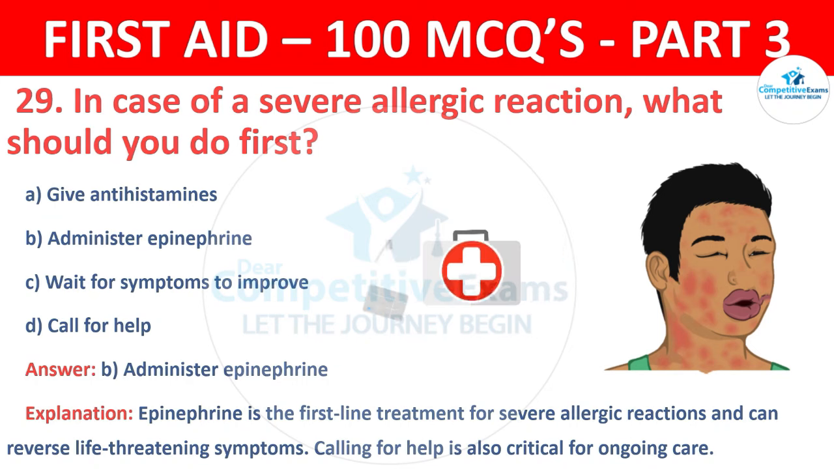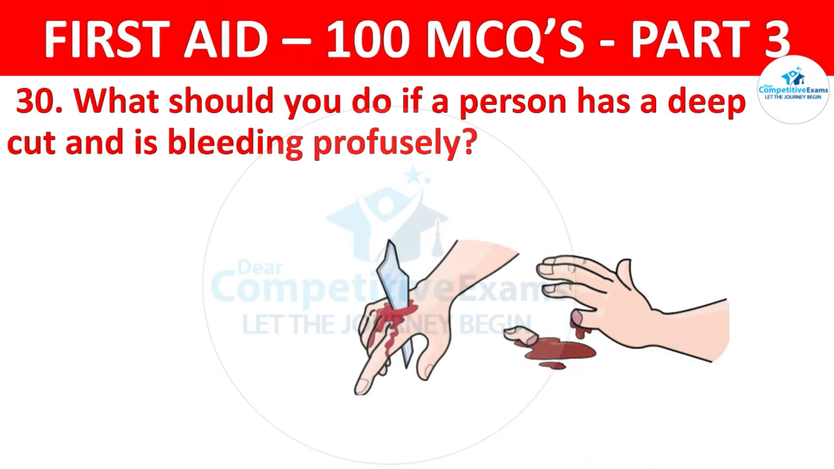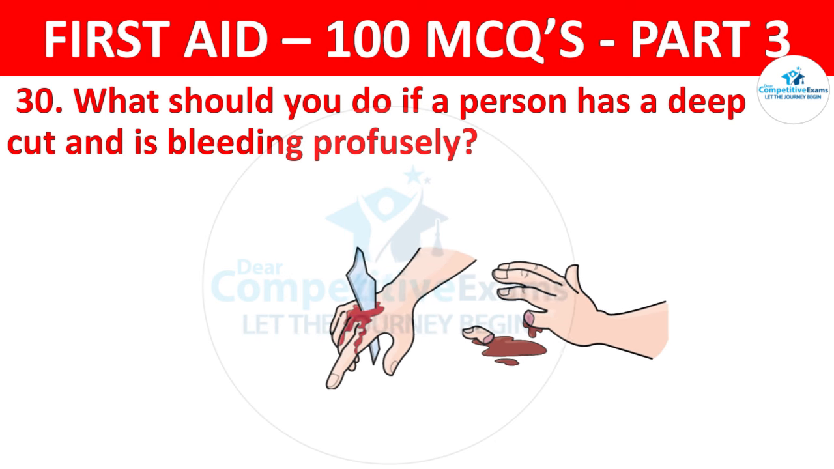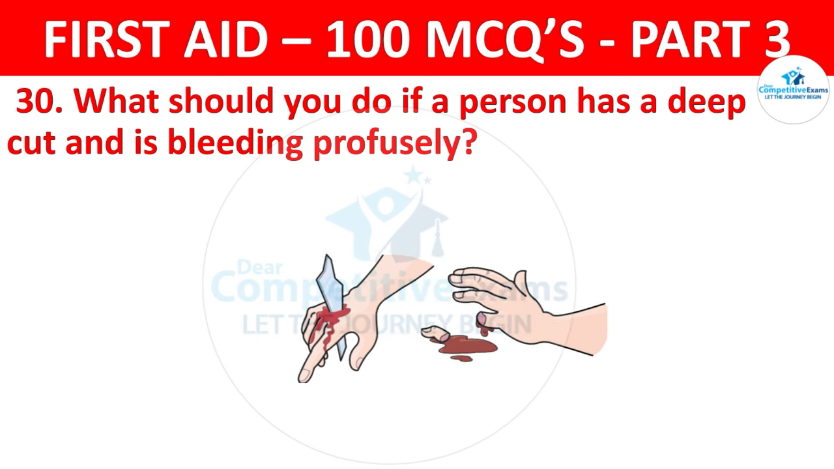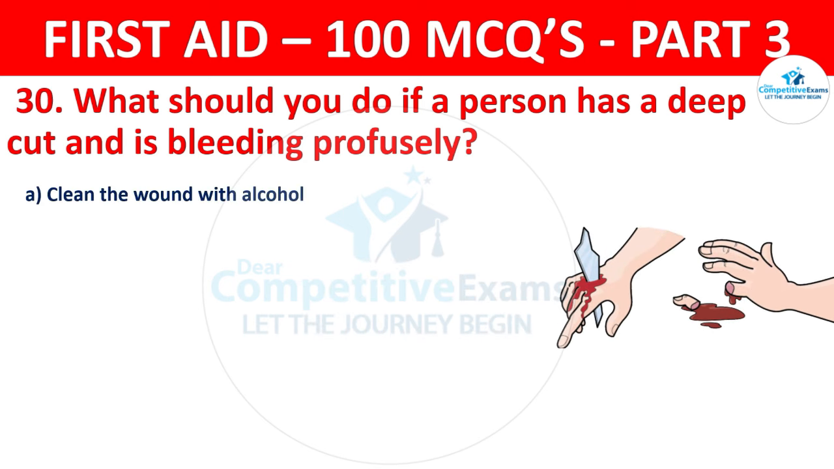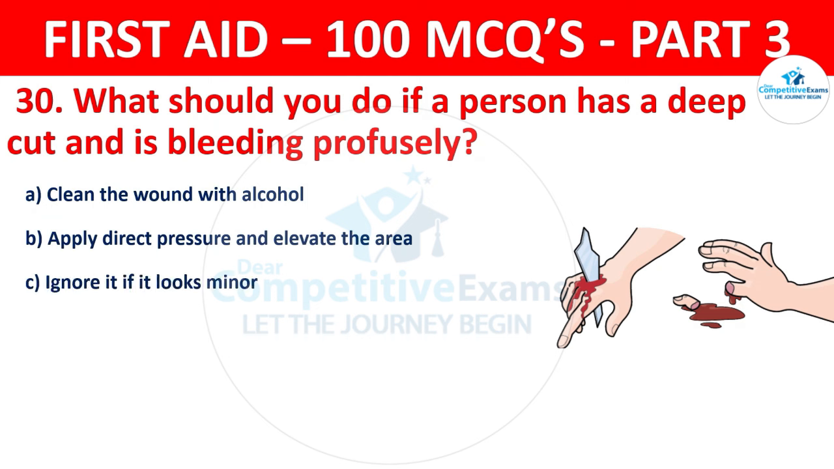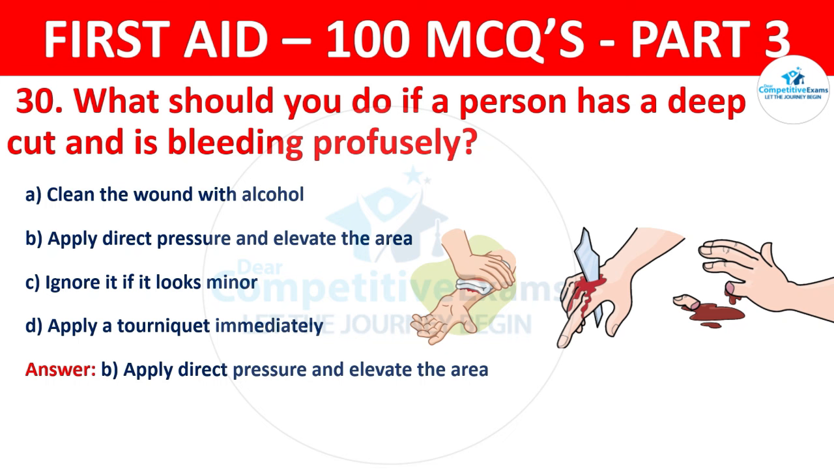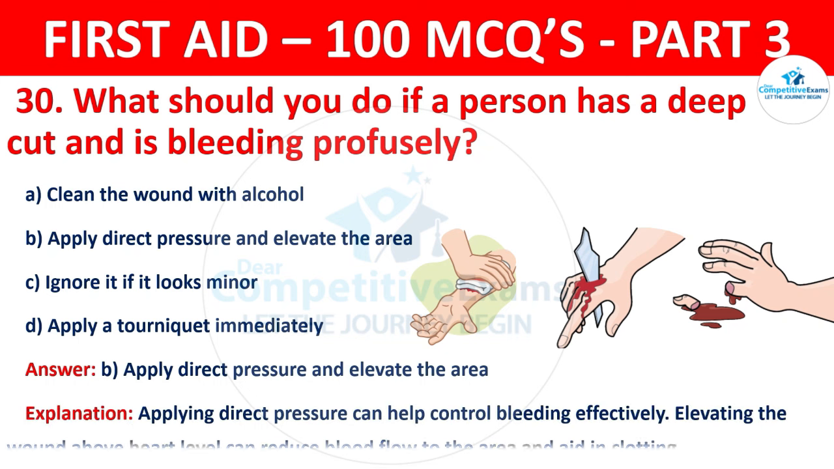Question number 30. What should you do if a person has a deep cut and is bleeding profusely? The options are: clean the wound with alcohol, apply direct pressure and elevate the area, ignore it if it looks minor, or apply a tourniquet immediately. The correct answer is B, that is apply direct pressure and elevate the area. Applying direct pressure can help to control bleeding effectively. Elevating the wound above heart level can reduce blood flow to the area and aid in clotting.